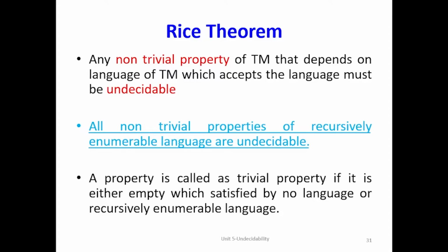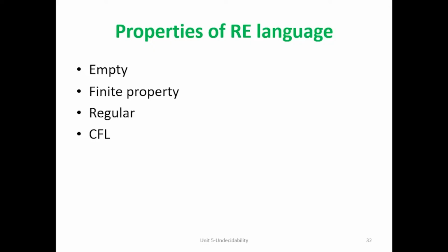The theorem says that any non-trivial property of a Turing machine that depends upon a language accepted by M is an undecidable problem. So first we should consider what a trivial property is. Trivial means three properties: a language should be empty, a language should be regular, and a language should be finite. If these three properties are satisfied, it is called a trivial property.